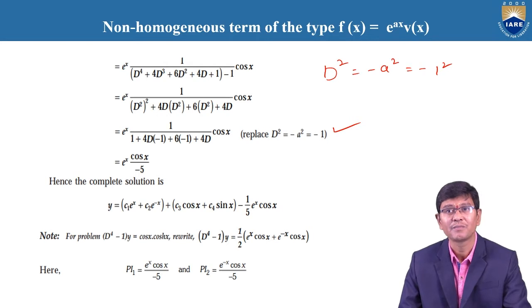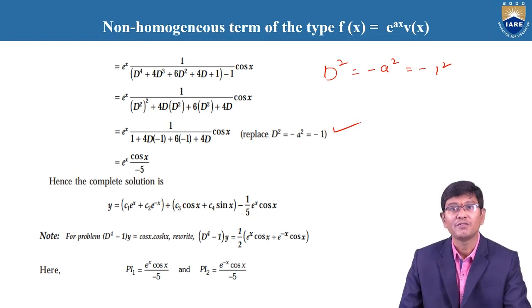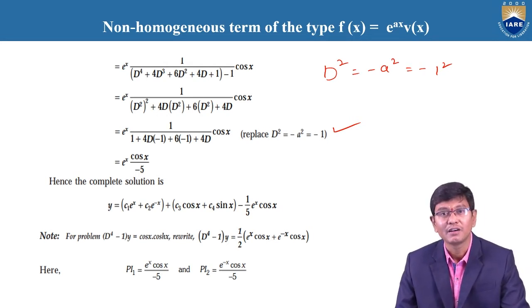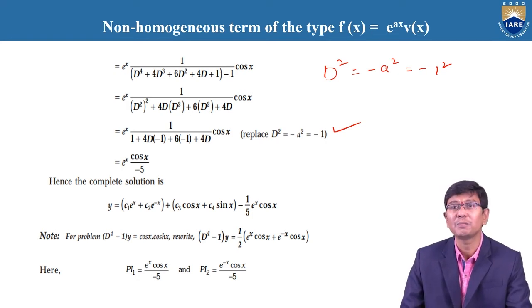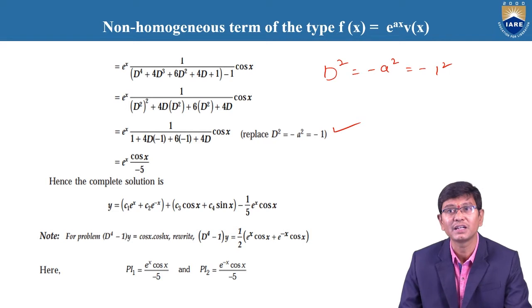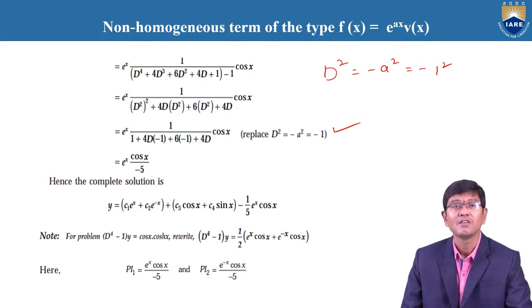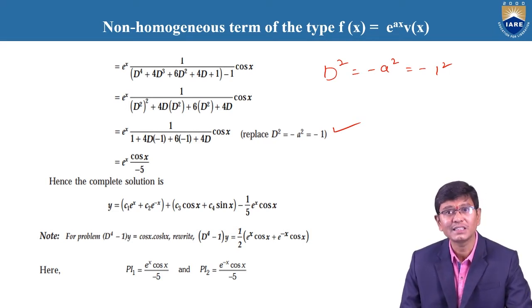If you want to solve the problem D power 4 minus 1 into y is equal to cos x into cosh x, then we need to assume it as 1 by 2 into e power x into cos x plus e power minus x into cos x. Why? Because cosh x we consider as e power x plus e power minus x by 2, based upon the condition.